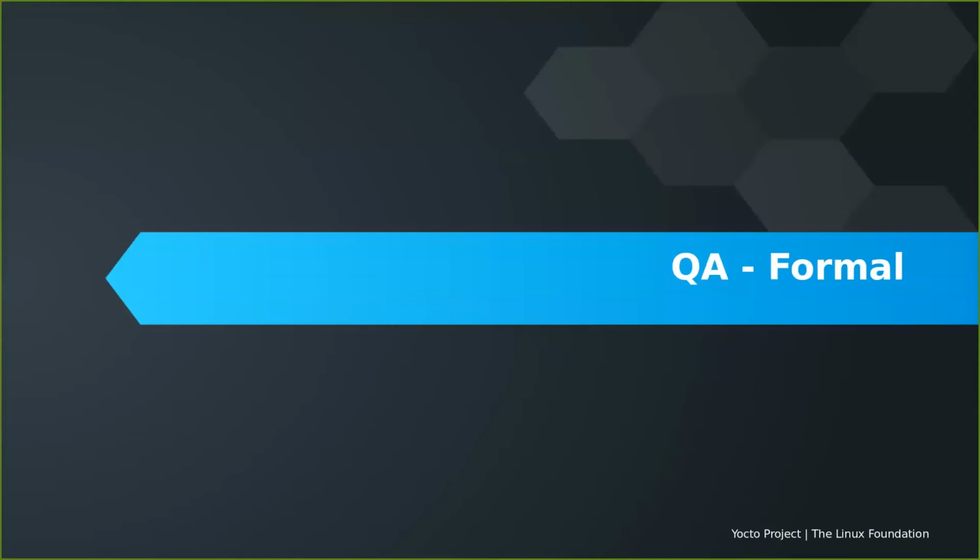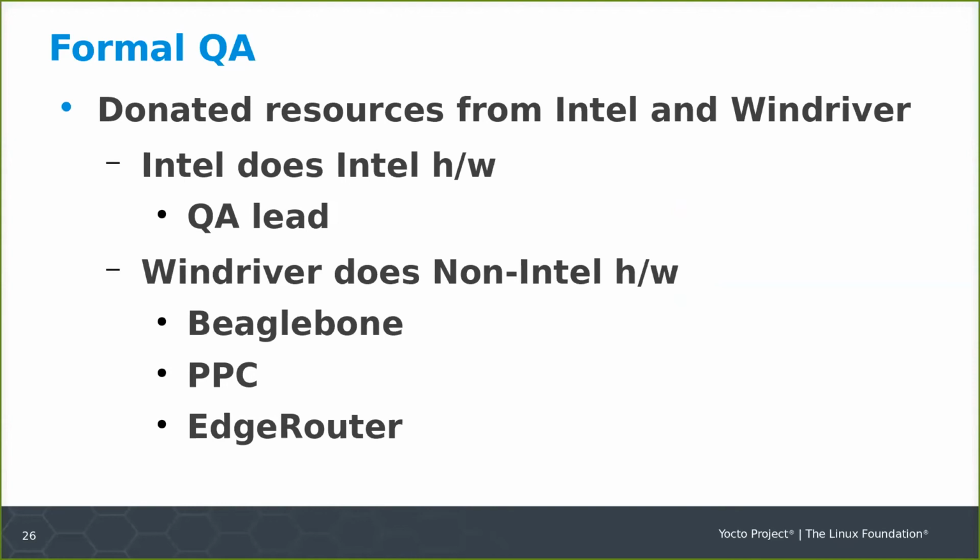So I'm going to get into formal QA. Formal QA uses resources donated by Intel and Wind River. Intel does Intel hardware, obviously, and from what I can tell, tends to be the lead, or the face of QA when we have questions. Wind River does the non-Intel hardware, which was the BeagleBone Black, the PowerPC board we had, and the Edge router.